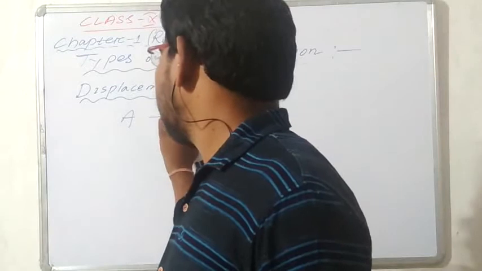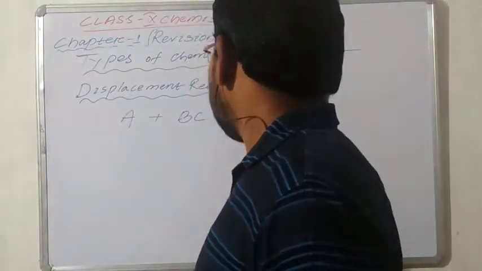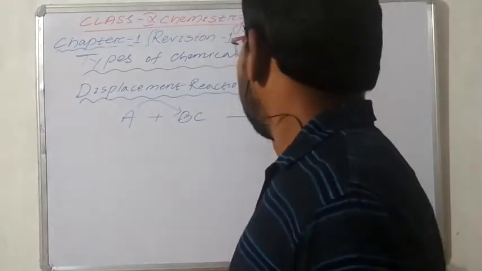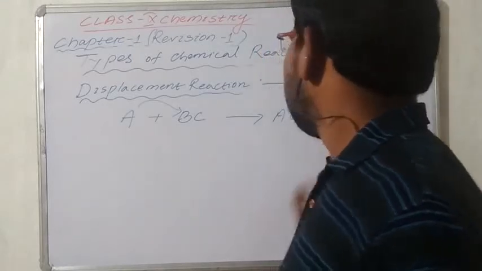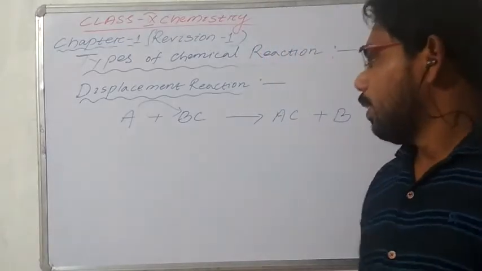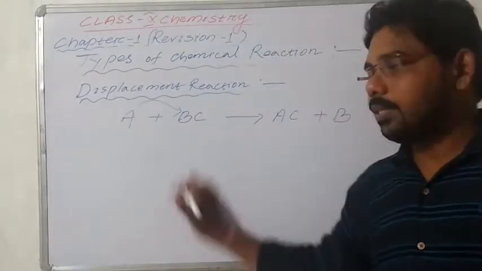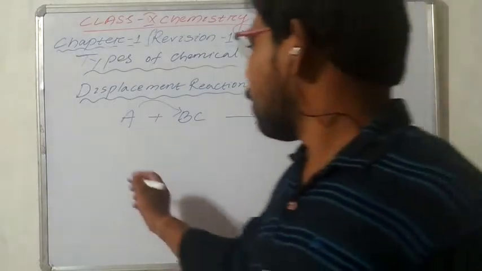Suppose A is a metal or element and BC is another compound. Here A displaces B to form AC plus B. This one is the more reactive and this one is the less reactive. So we discuss one example: iron plus copper sulfate.